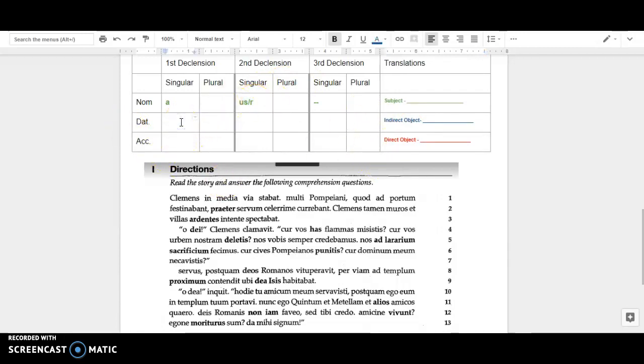And the order goes a little something like this. First declension is A, AE, AM for the singulars. So that's nominative, dative, and accusative singular. And then for the plural is AE, IS, AS. Okay. Second declension, nominative singular ending is US or R. The dative ending is O. Accusative ending is UM.